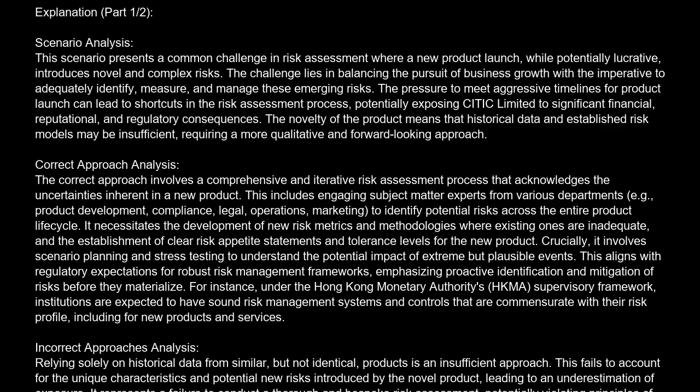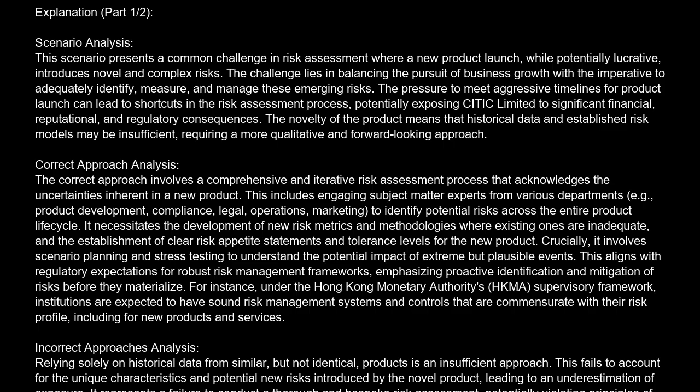The pressure to meet aggressive timelines for product launch can lead to shortcuts in the risk assessment process, potentially exposing CITIC Limited to significant financial, reputational, and regulatory consequences. The novelty of the product means that historical data and established risk models may be insufficient, requiring a more qualitative and forward-looking approach.